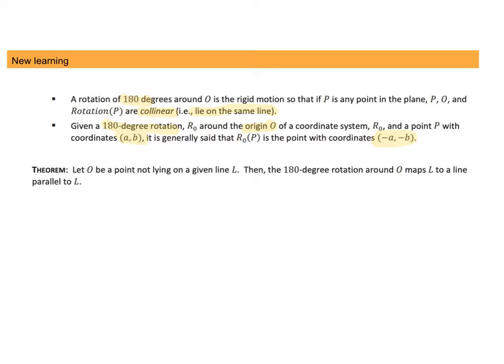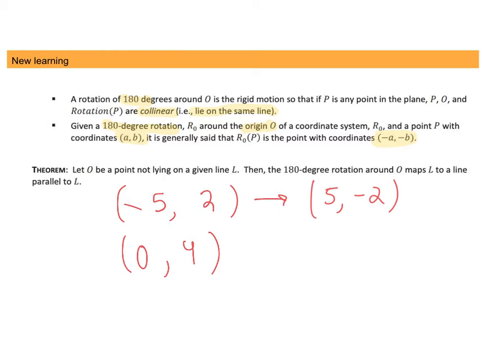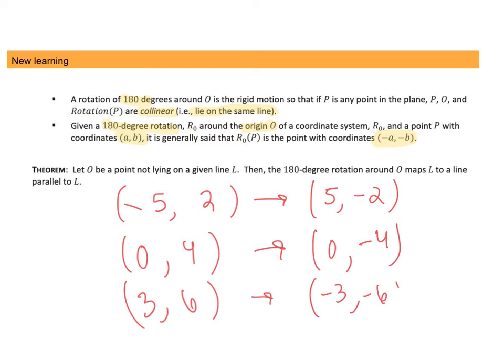So, for example, if I have negative 5, 2 as my original and I do a 180 degree rotation, it would become positive 5, negative 2. If I have 0, 4 and I do a 180 degree rotation, 0 doesn't have a sign, so it stays the same, and this would become a negative 4. If I have 3, 6, and I do a 180 degree rotation, this becomes negative 3, negative 6. You just do the opposite of whatever it was that it started with.